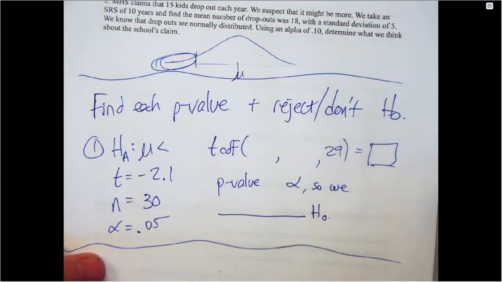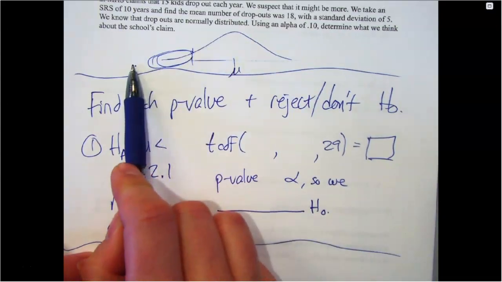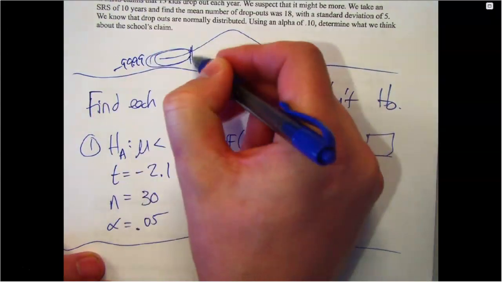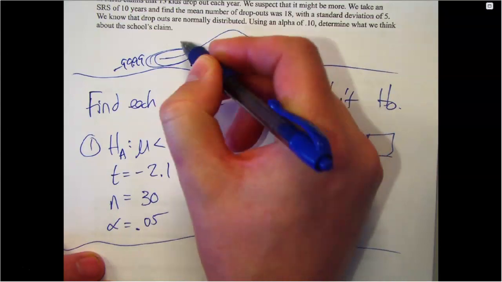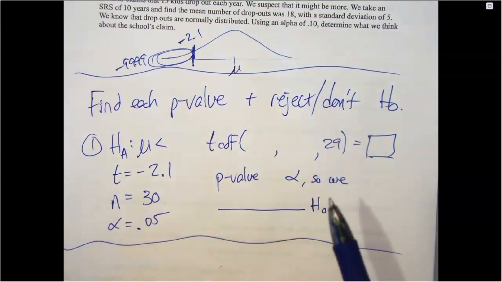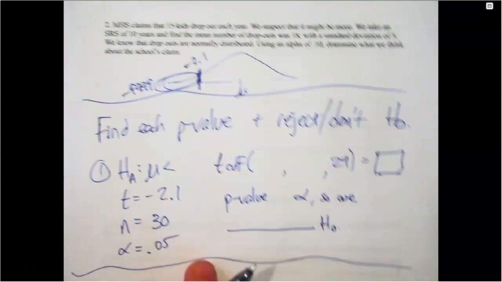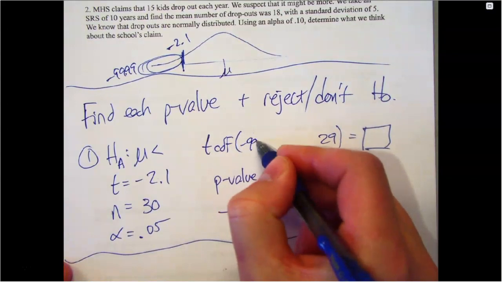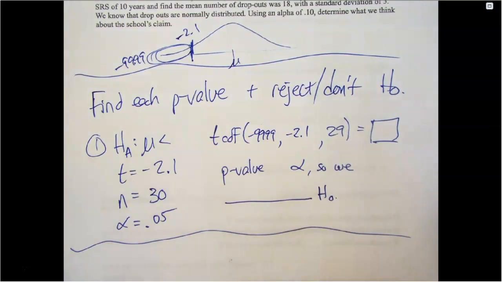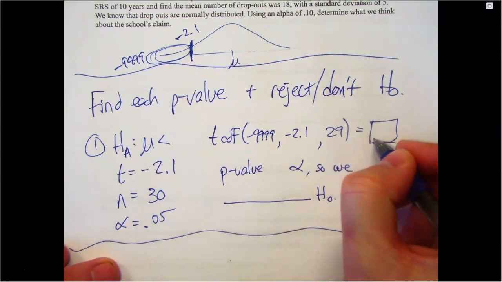So I want this area over here. What number is way over here on the left hand side? Negative 99999. And I want to go up until where? Negative 2.1. So that's the order you put them in. I just think about it left or right. I was giving you rules, like if it's less than, do this, and if it's greater than, do this. But to me, it's easier to just run left to right. So I'm going to go negative 9999, negative 2.1, 29, because that's one less than the sample size, and 0.0223.